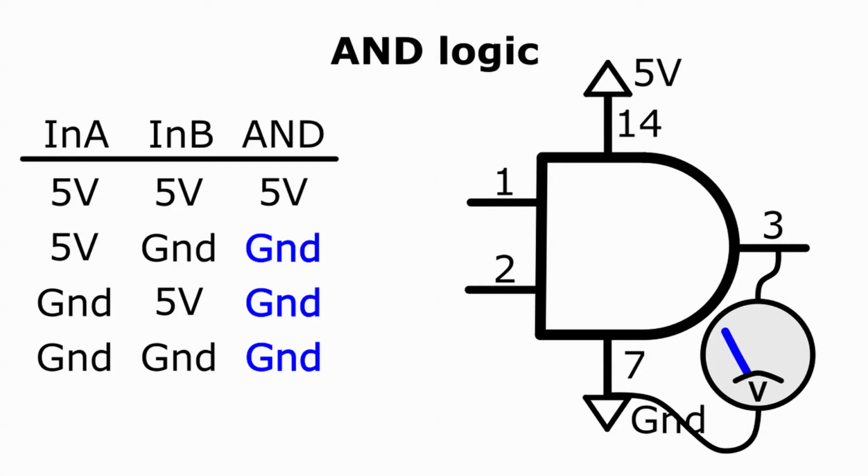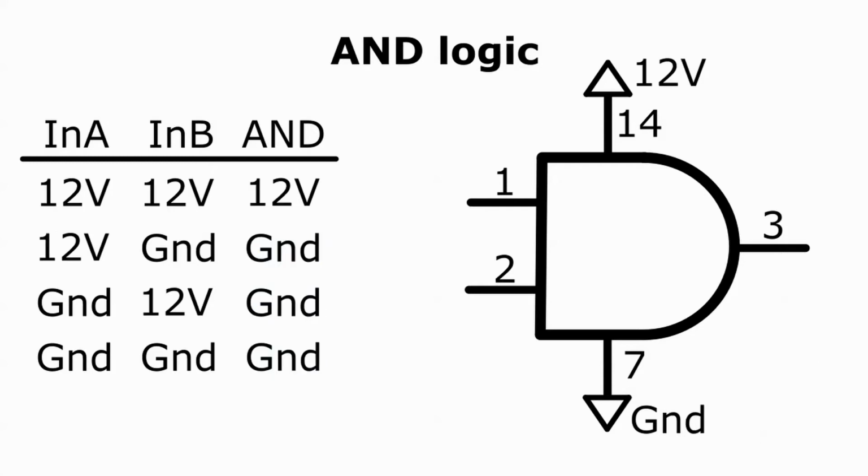Logic chips are available which can run on other voltages as well. 5 volts and 12 volts are by far the most common, but you will also see 9 volts and 3.3 volts. The voltage used in a logic circuit will usually have been determined by other requirements imposed on the designer. In a 12-volt circuit, the truth table would be updated to show true entries as 12 volts.